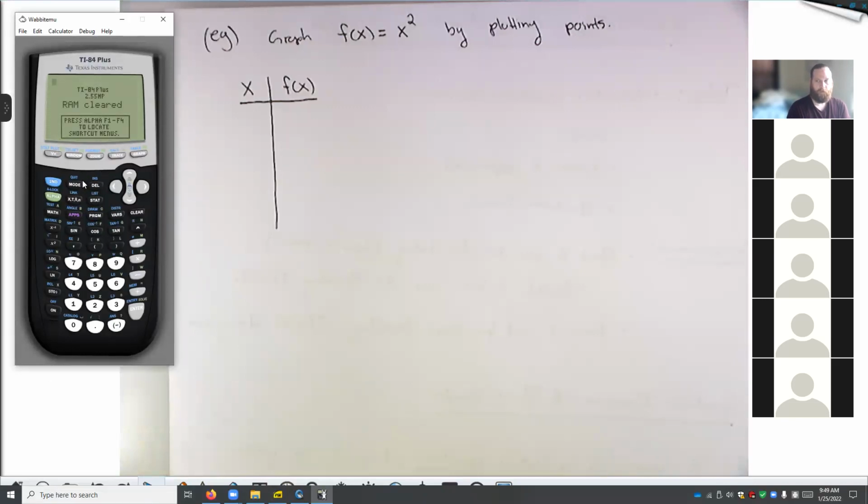So first I'm going to turn on my calculator. If you have your calculator handy or nearby, please grab it. I'll give it a second. Grab that thing, turn it on.